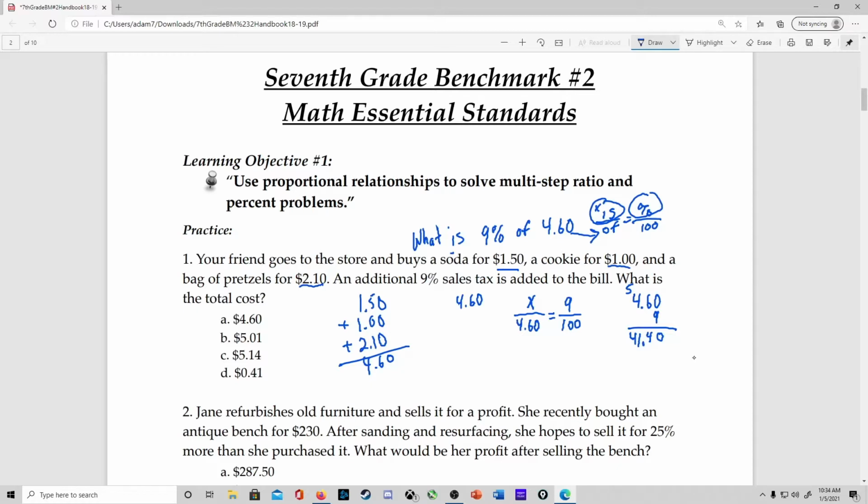And again, if you remember, when you divide by 100, you can move the decimal as many places as we have zeros. We have 2 zeros. So we'll go 1, 2 to there. That's our dividing by 100 step.